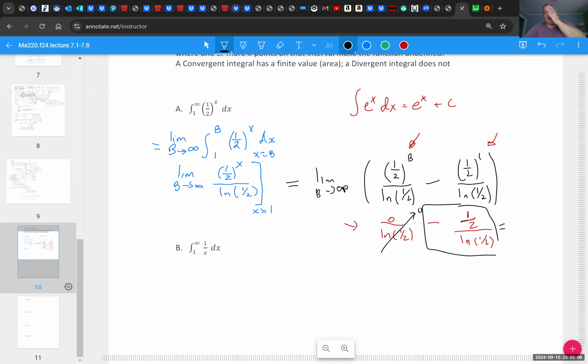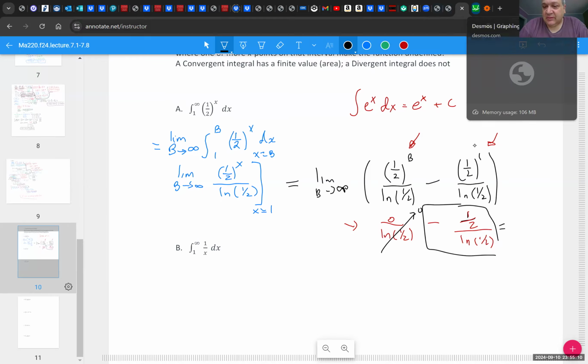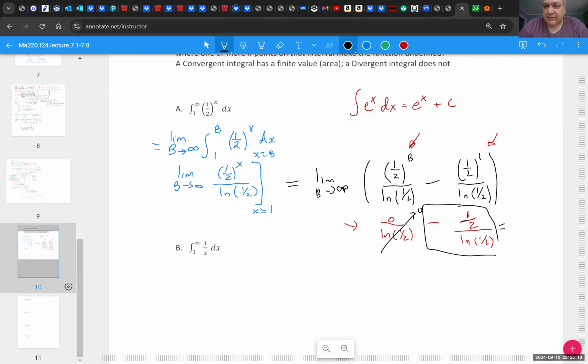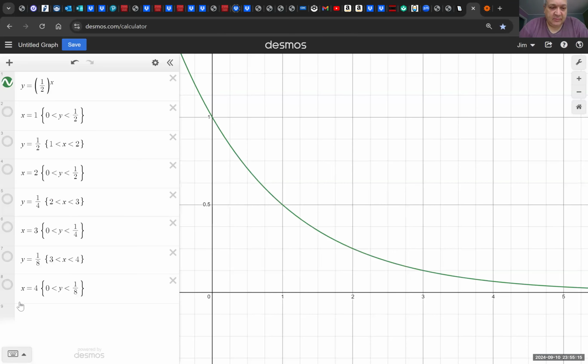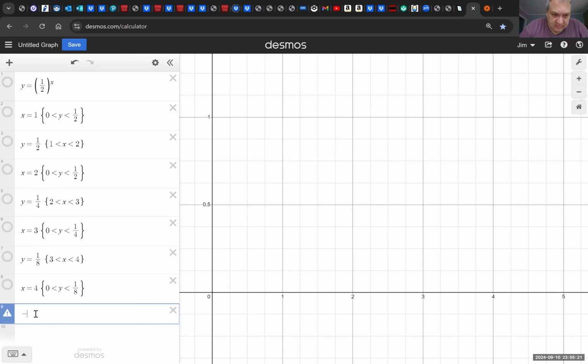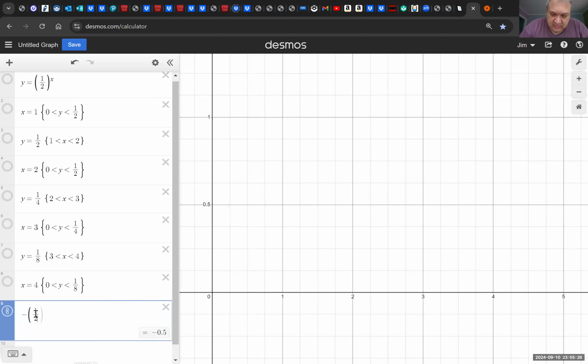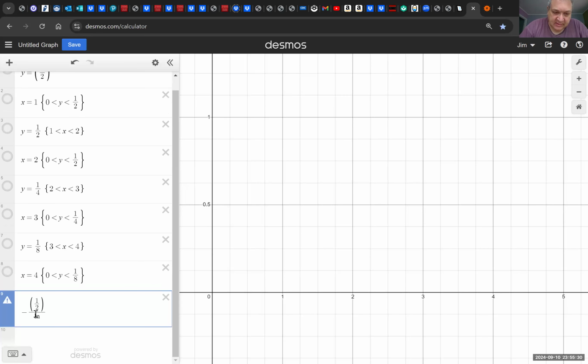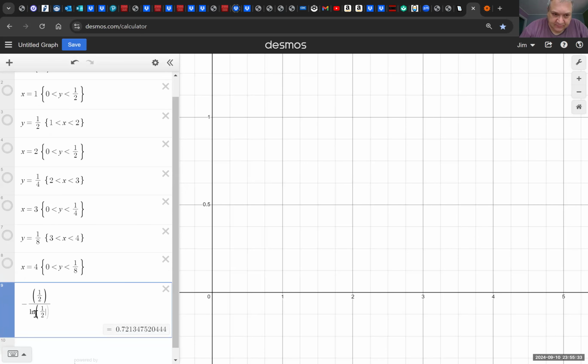A lot of people don't like this. They say, I want a number. So let me put it into my Desmos, negative 1/2 over ln of 1/2. I have some stuff prepared here. So negative, let me just hide this. There we go. Negative 1/2 divided by ln of 1/2. And what is that? That is 0.7.